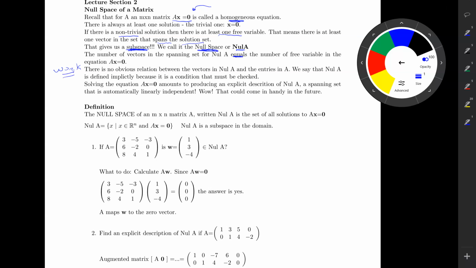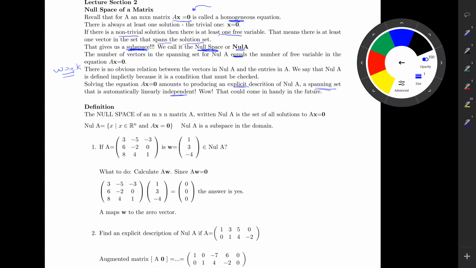So what we want to do is find an explicit definition, which means we're going to be listing the vectors. And when I find that set of vectors, that spanning set, the spanning set is just the set of vectors that spans the solution, these vectors are automatically independent. And that's going to turn out to be important for us.